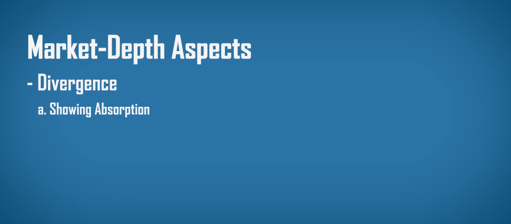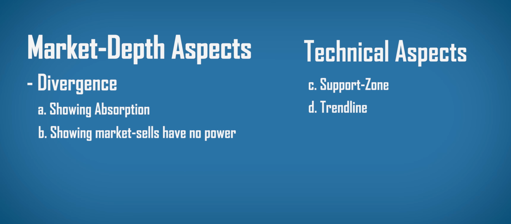We know there's a divergence. We know there is a potential absorption happening. We know that aggressive sellers are losing power. We know there's a support area, a trend line. So we should be careful right now and see if the sellers are going to give up and buyers are willing to push price up.